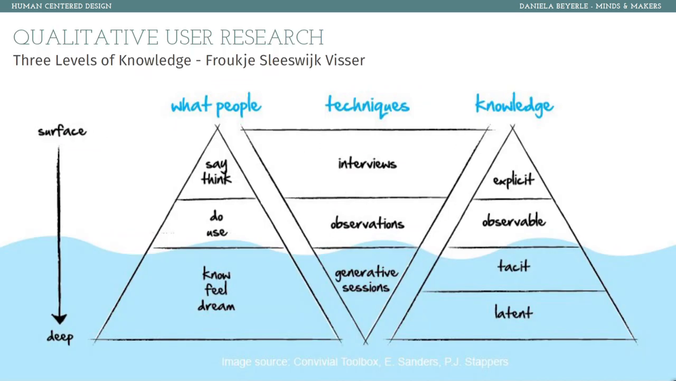In our opinion, one of the most important steps of this process is the qualitative user research. And here you can see a model that was built by one of our colleagues and friends, Fraukje Sleswijk-Visser from the Netherlands. And what it shows are the three levels of knowledge. And as I said before, you want to immerse yourself and find out about the needs, desires, and dreams of your users. And you won't find out about these insights by just talking to them and interviewing them. If you interview them, you will get their explicit knowledge, which is basically what they already have in their mind and what they have thought about several times already, and this is what they're going to voice to you.